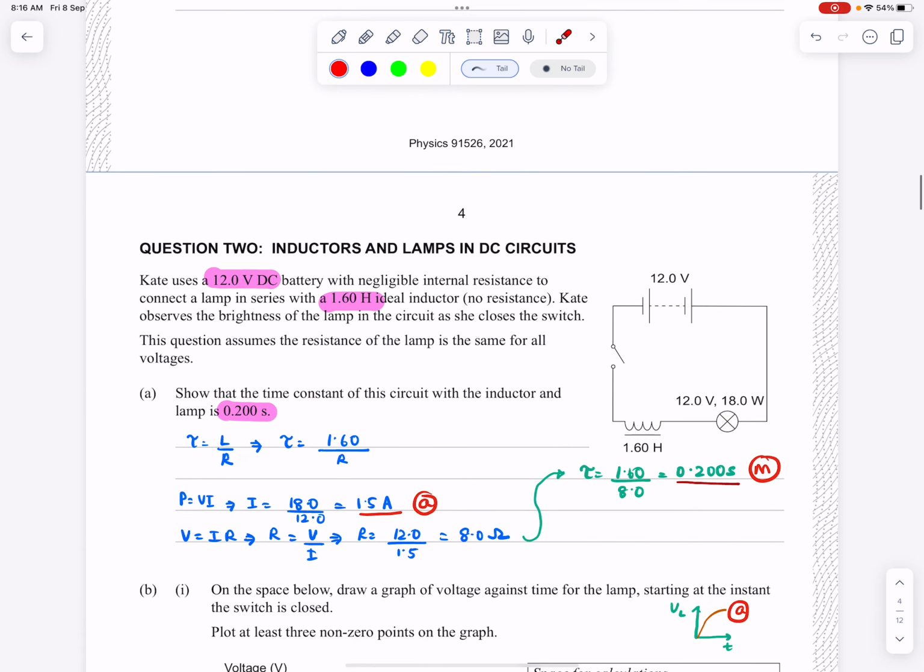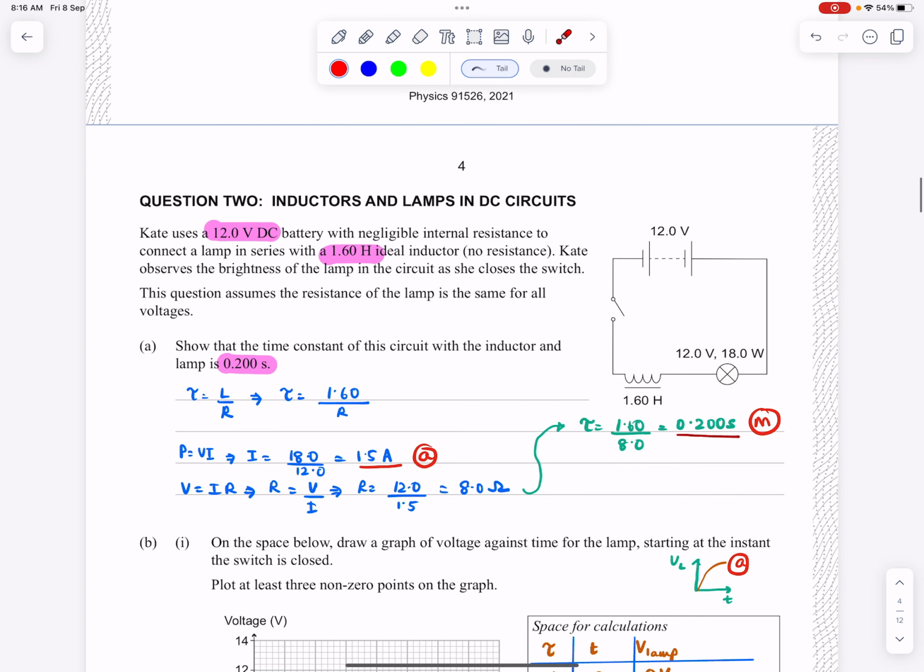Moving on to question 2. This is about inductors and lamps in DC circuits. So Kate uses a 12-volt DC battery with negligible internal resistance to connect a lamp in series with an ideal inductor whose inductance is 1.60 Henry. And what does she do? She's observing the brightness of the lamp in the circuit as she closes the switch. This question assumes the resistance of the lamp is the same for all voltages.